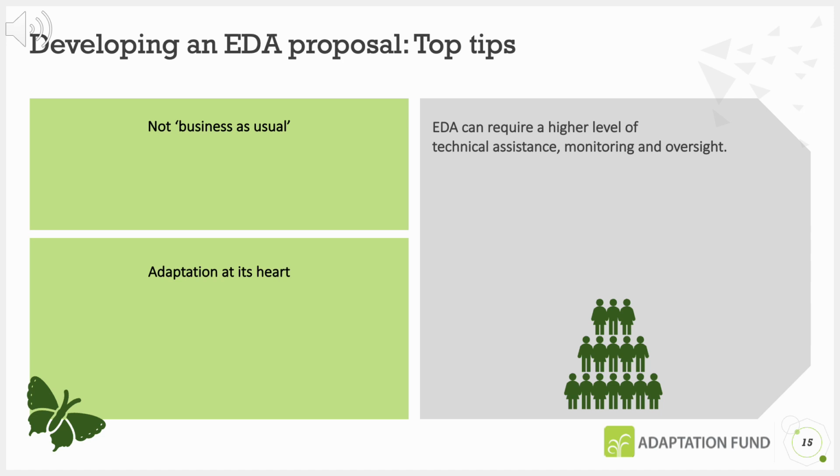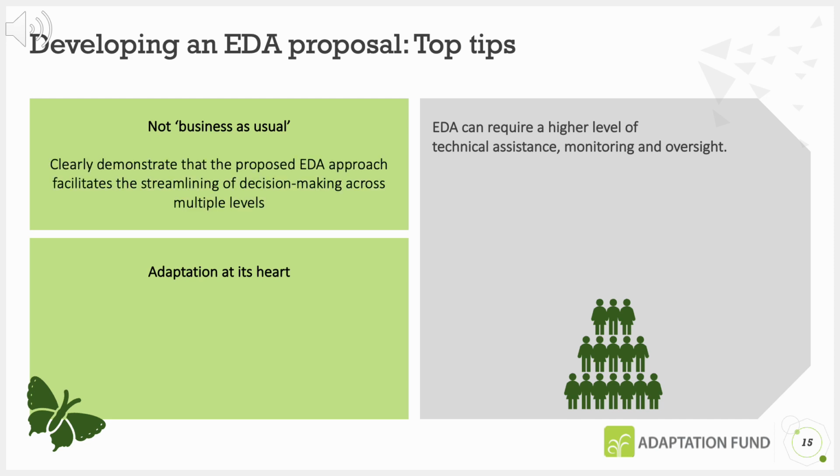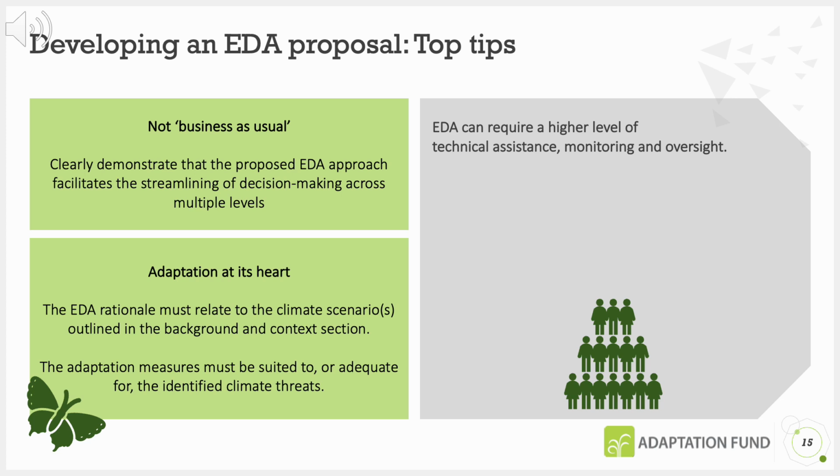Top tips to include in your EDA proposal are to clearly demonstrate that the approach facilitates the streamlining of decision-making across multiple levels. Keep adaptation at the heart of the proposal, ensuring that the EDA rationale relates back to the climate scenario, and the adaptation measures are adequate to the described climate effects.